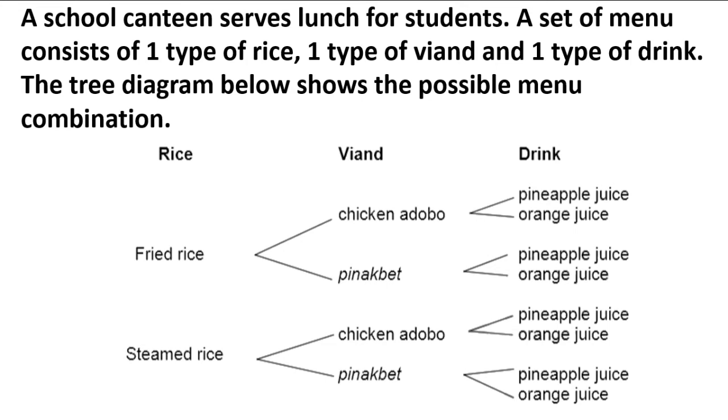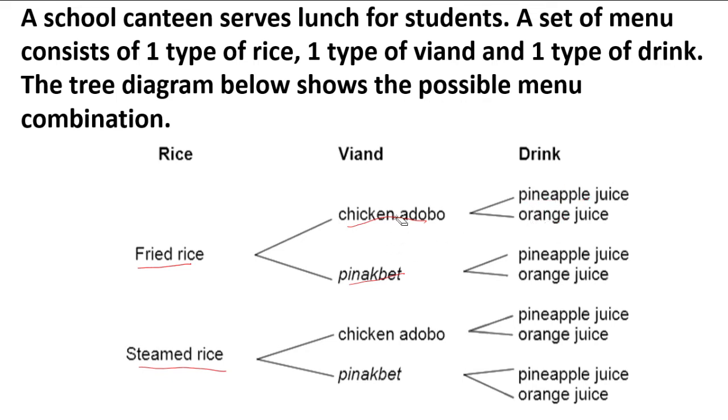So, a school canteen serves lunch for students. A set menu consists of one type of rice, one type of viand, and one type of drink. The tree diagram below shows the possible menu combinations. So, ang rice natin may two options: fried rice at saka steamed rice. Okay? Ang viand naman natin, ang ulam, ang choices natin, chicken adobo, pinakbet. Sa drinks naman, ang choices natin, pineapple juice at saka orange.